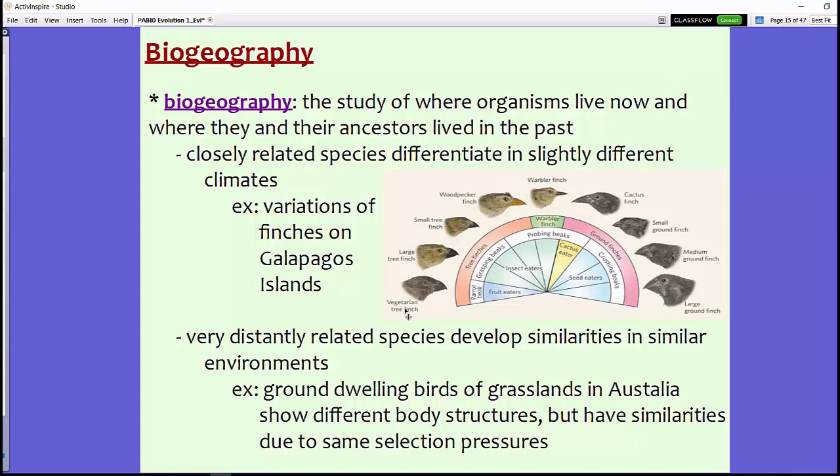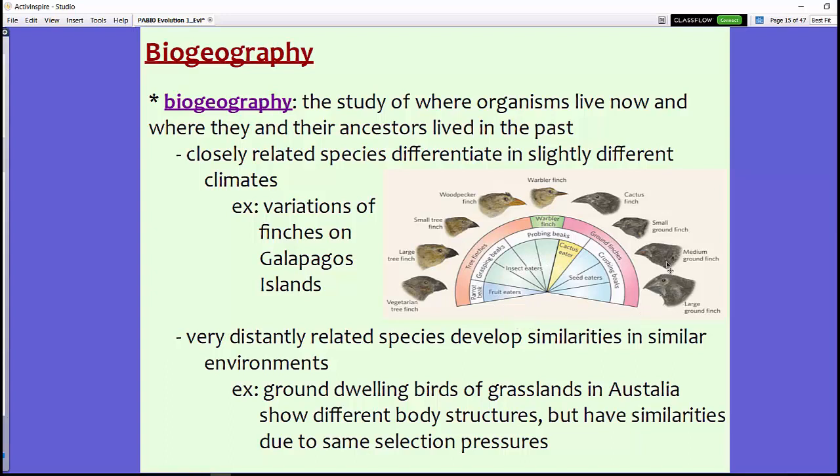Here's a little idea of the picture, the different types of finches that we might see on the Galapagos Islands. And we have a bunch of different types of food that's available. We have fruit, insects, cactus, a very specific type of plant, and seeds. Each of these types of food creates a different type of niche for a different finch.